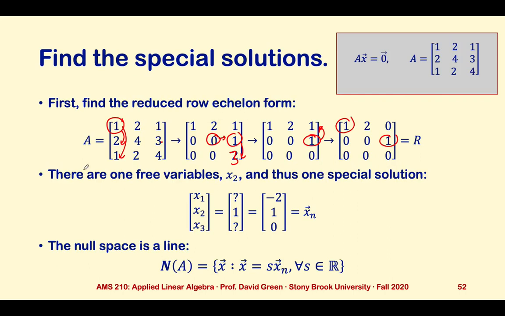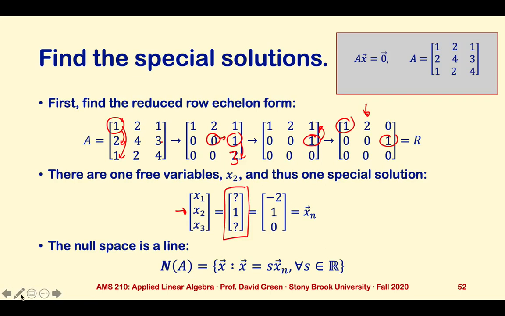Now let's take a look at this. We have two pivots, one free variable. x2 is a free variable. The number of free variables equals the number of special solutions. One free variable, we need to find one special solution. How do we find that? Well, we start by setting up a vector that has the single free variable x2 set to 1, and the remaining positions unknown. These are the pivots of x1 and x3.